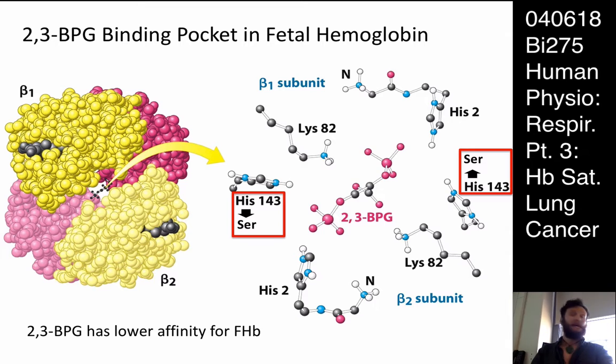The 2,3-BPG does not fit in the binding pocket. The munchkin doesn't fit in the hemoglobin quite as well. All right? So what effect do you think this is going to have? Can anybody guess? Yeah.